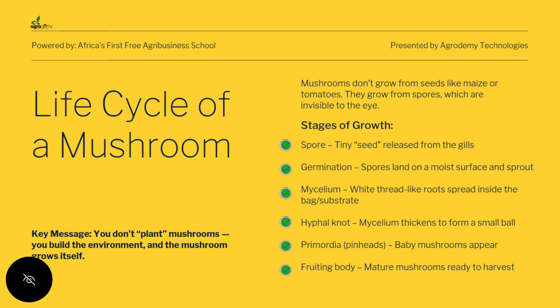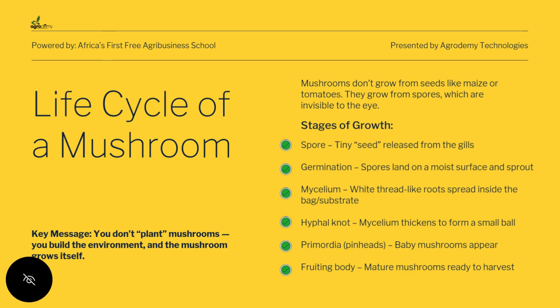So there are various stages. First it starts from the spore, the tiny seed released from the gills, and then the spores land on a moist surface and sprout. And then the mycelium, which is like the root, begins to spread inside. If you're growing this in a bag, it begins to spread inside the bag. If it's on the field, it begins to spread underneath the soil.